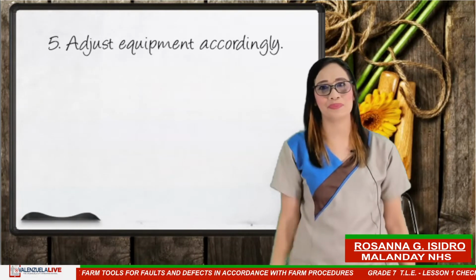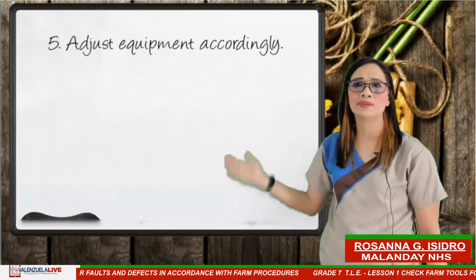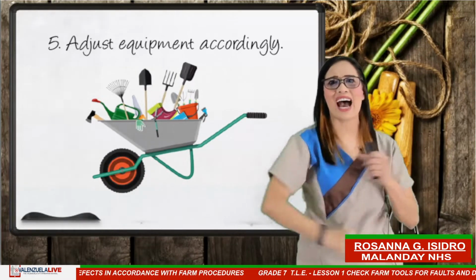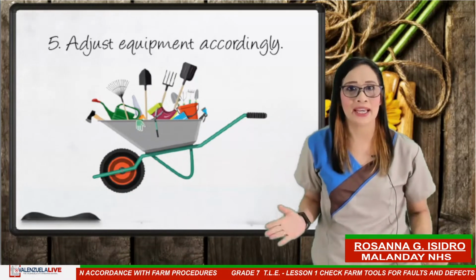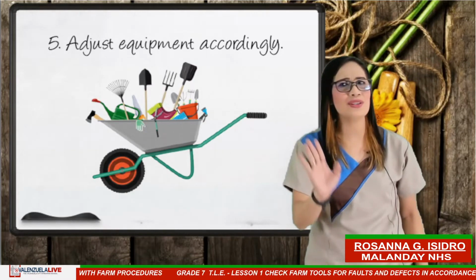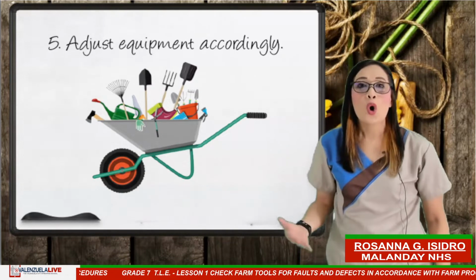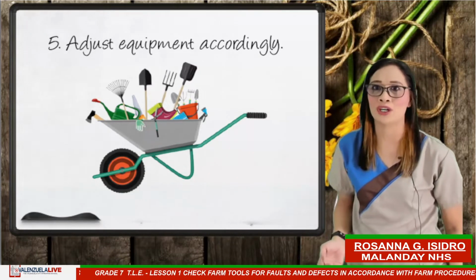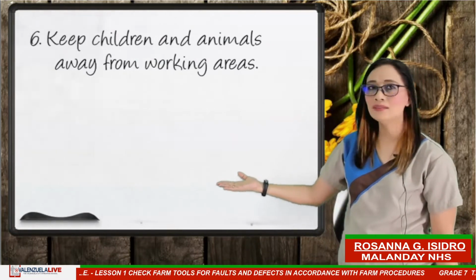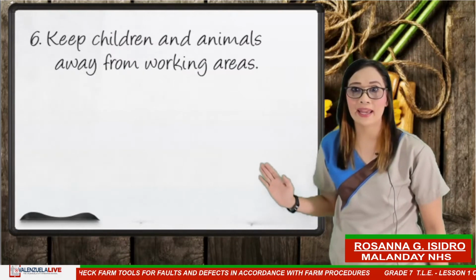Number 5, adjust equipment accordingly. This means keeping all guards, shields, and access doors in place when operating equipment, and making necessary alterations to equipment to fit operational conditions. Number 6, keep children and animals away from working areas.